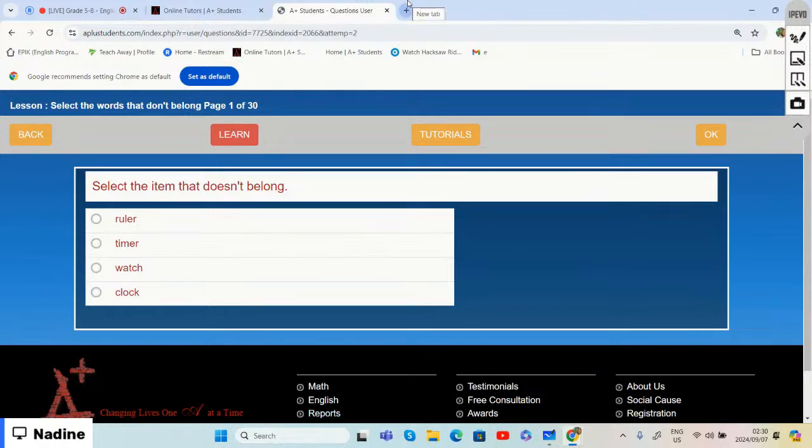All right, so we need to select the items that don't belong within these four words that we have. We have ruler, timer, watch, and clock. What doesn't belong? Ruler, timer, watch, and clock. The word that doesn't belong.